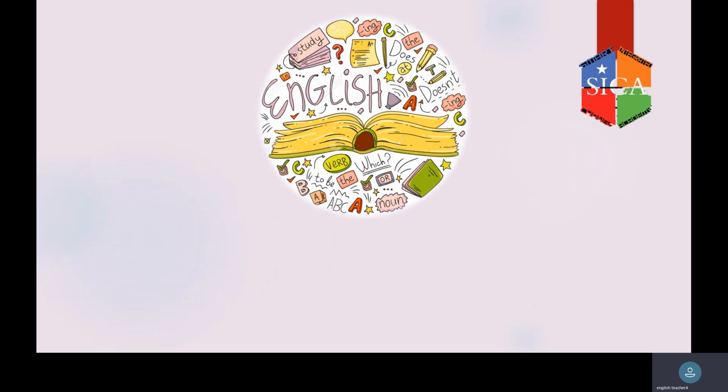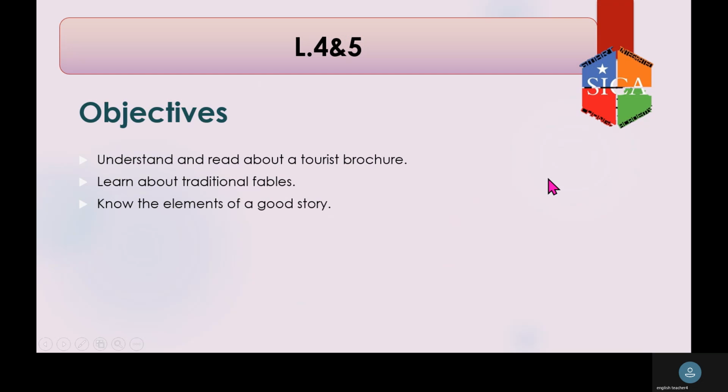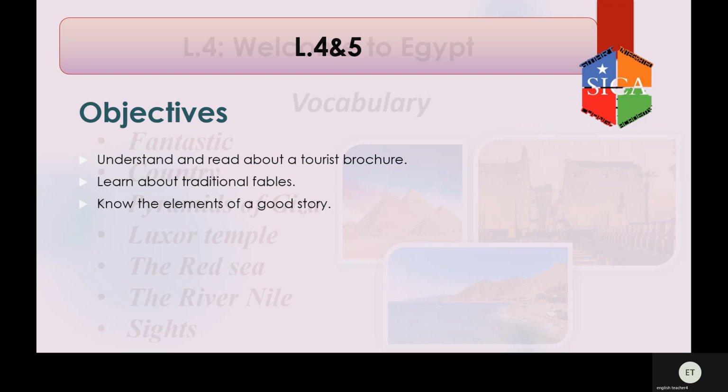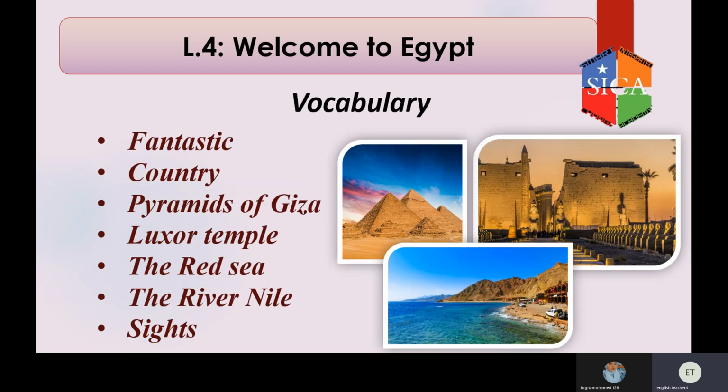Now I share my screen. Okay, so what we are going to talk about in these two lessons, Lesson 4 and 5, is to understand a tourist brochure, learn about traditional fables, and know the elements of a good story. So we start with Lesson 4, which is Welcome to Egypt.